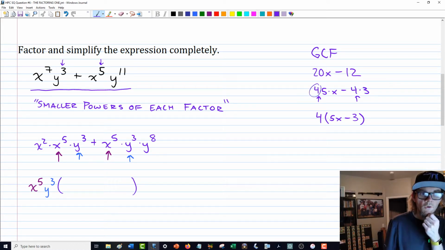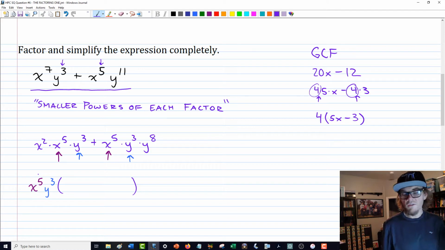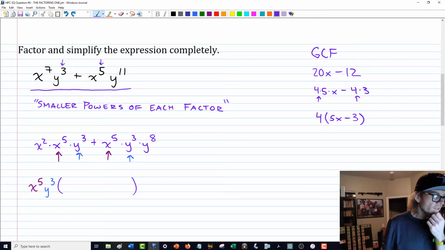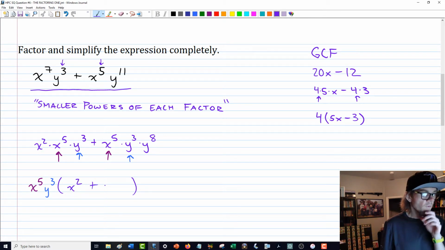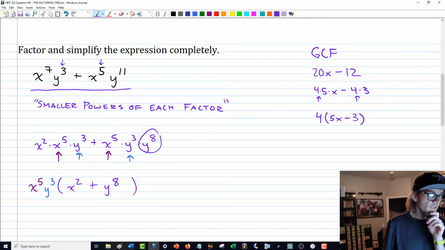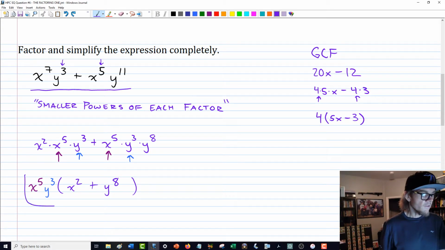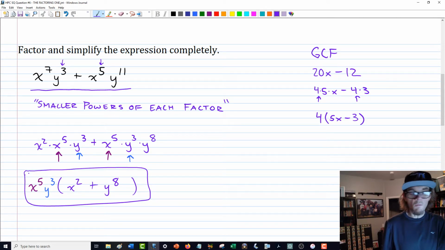The same way we pulled the 4 from each of these, we're pulling the x to the 5th and y to the 3rd out. We're sort of anti-distributing, if you want to think about it that way. That's really what factoring is. What's left over then when we do that? Well, we pulled out x to the 5th and y to the 3rd. We're left with x squared from the first one, because notice there was nothing written in there. And we're left with y to the 8th from our second term. And there is our answer. That would be the factored and simplified expression. Nothing more we could do.